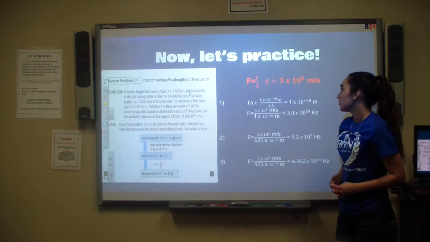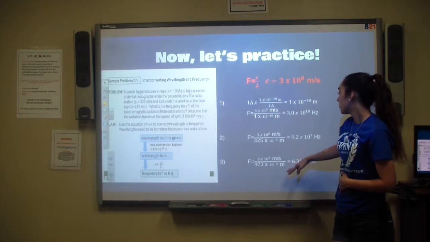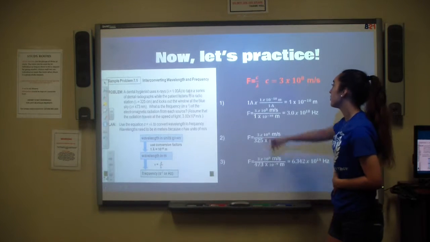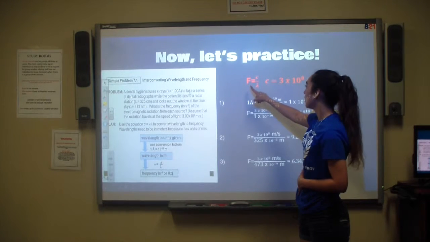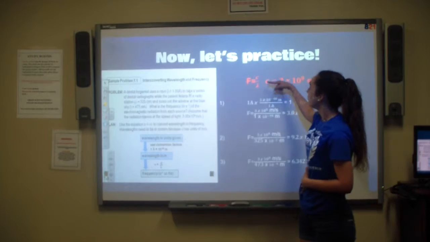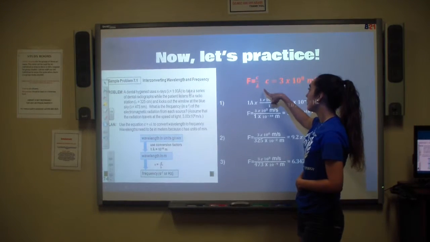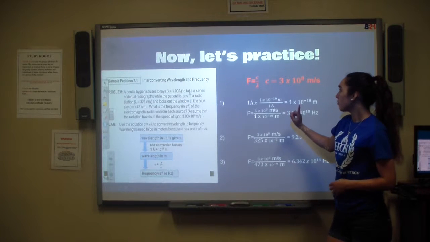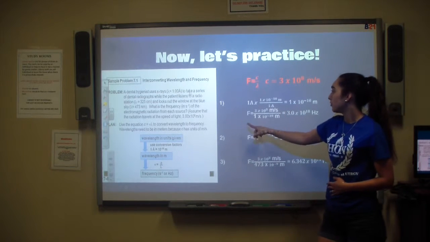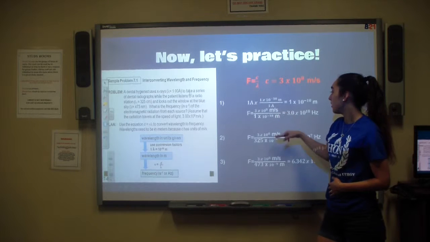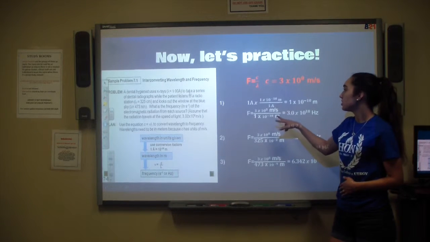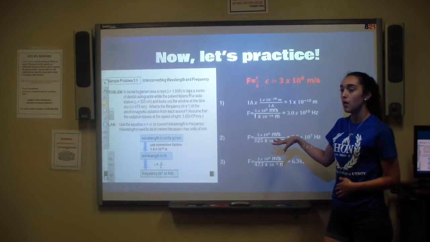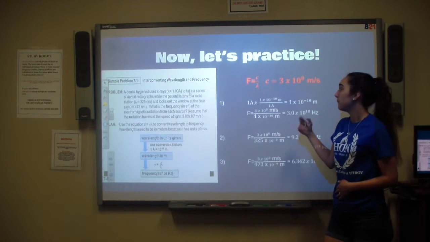So what we're going to do is do each part of the question. And since we know this equation, as Deepthi mentioned earlier, where frequency is equal to the speed of light over the wavelength, and we know the speed of light, since we're given each wavelength, we can find the frequency at each wavelength. So in the first problem, we're given that the wavelength is 1 angstrom, but we need to convert that to meters.